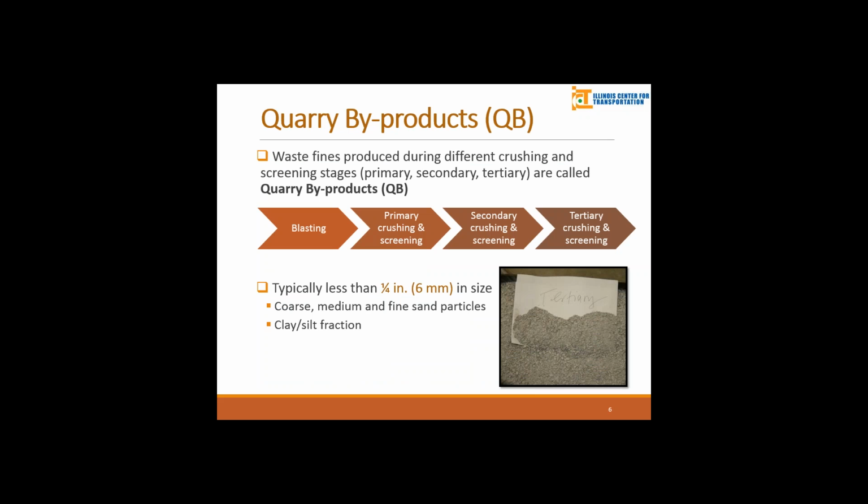These waste fines produced during the crushing and screening stages in the quarry are called quarry byproducts. Usually in a quarry, they have 3 crushing stages: primary crushing stage, secondary, and tertiary crushing stage. And these quarry byproducts are typically less than 1/4 inch in size. The photo here is one of our samples collected from the quarry. You can see it is more of sand-sized particles with a little clay and silt fraction.